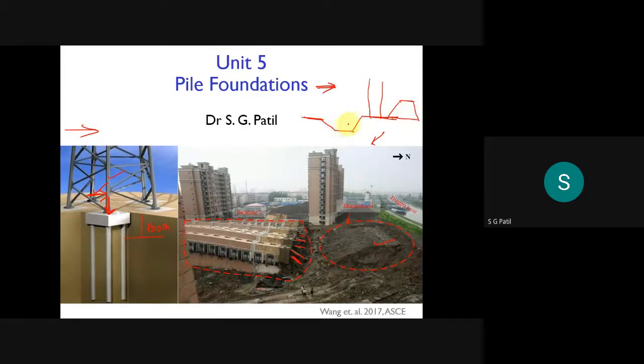This was the dumped soil. Whatever excavated soil is there, that has been dumped here, and in between your structure is there. So what happened during monsoon, during heavy rain? This slope you have made has collapsed, and ultimately this soil has failed. Once this soil is failing, what will happen? This entire thing will collapse.